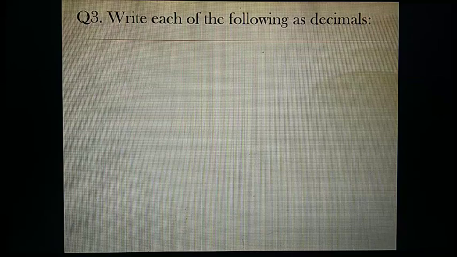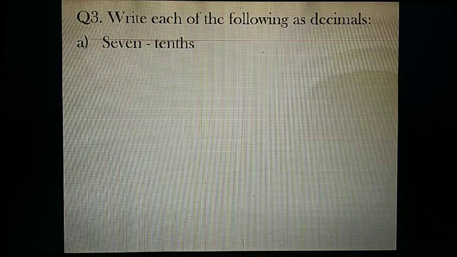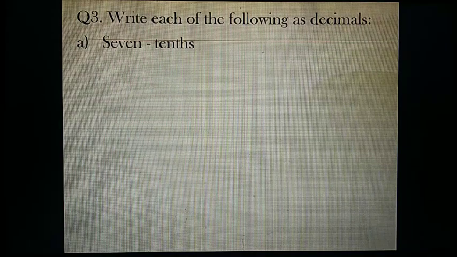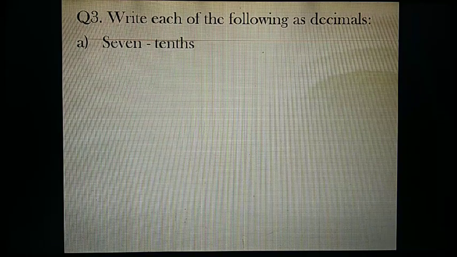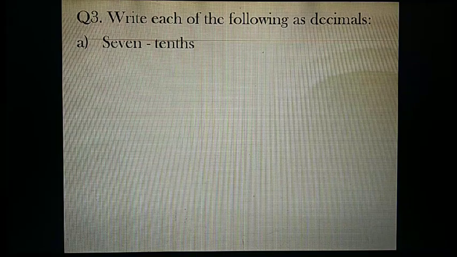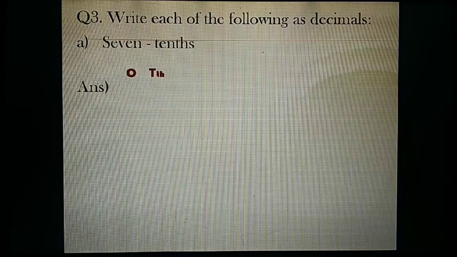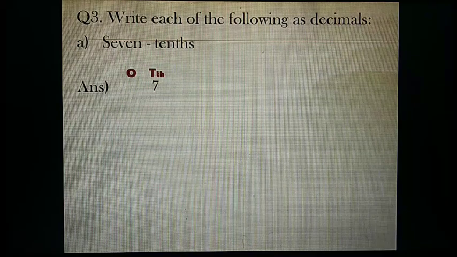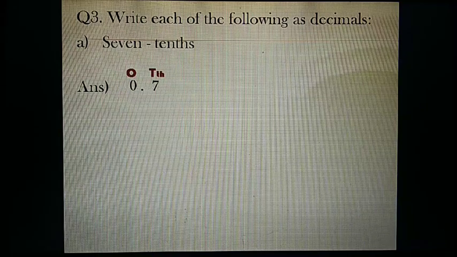Write each of the following as decimals. Here the first statement is 7/10. The place mentioned here is 10th. As we are supposed to write the number in decimals, we will write the place value chart as ones, 10th. 7/10 means 7 is in 10th place. No value is given for the whole number part. So 0 will come here and a point between ones and 10th.